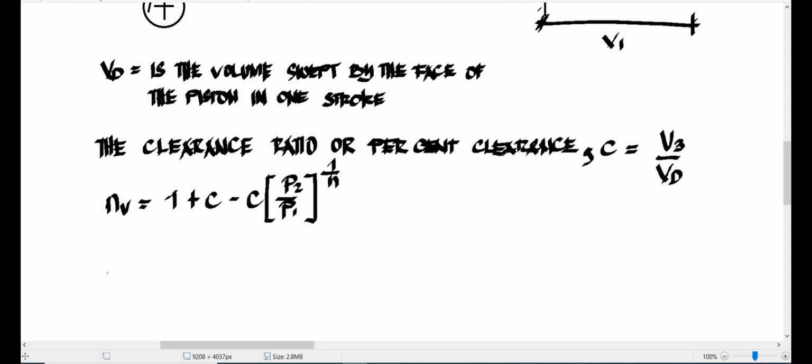Then we can express our volume displaced, your VD. That will be equal to the area of the piston, which is pi over 4 D squared, the surface area of the piston, then your L for the stroke, multiplied by N, then multiplied by n. So n stands for the number of cycles completed per minute.